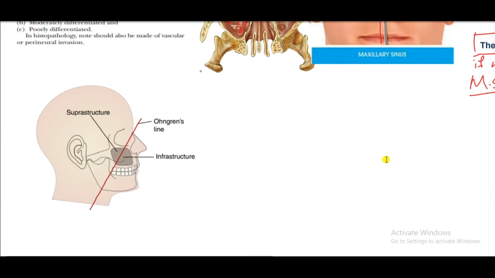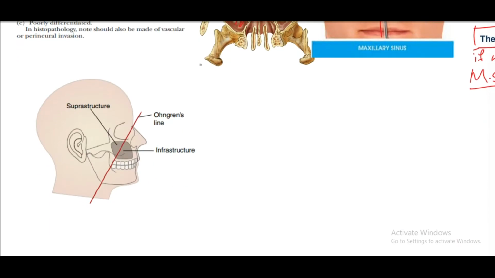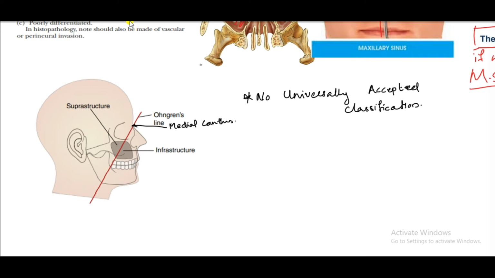In this section, we are going to discuss the third section of our chapter, and here is the classification. So, frankly, there is no universally accepted classification system, but we can use the Ohngren's classification.